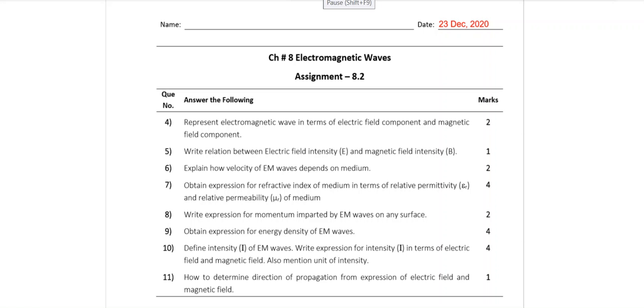Hello students, today we have the second assignment of chapter 8, electromagnetic waves. Though there are 8 questions in this assignment, all are related to properties of electromagnetic waves. There are 9 properties of electromagnetic waves, and if you understand all the 9, you should be able to solve all these questions. So I am not reading out individual questions. Let us directly go to the 9 properties of electromagnetic waves.